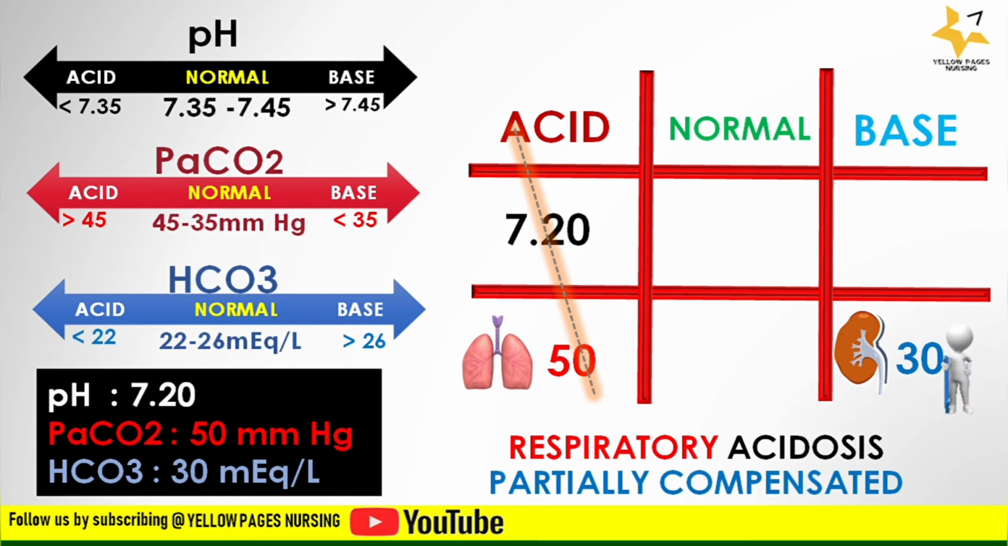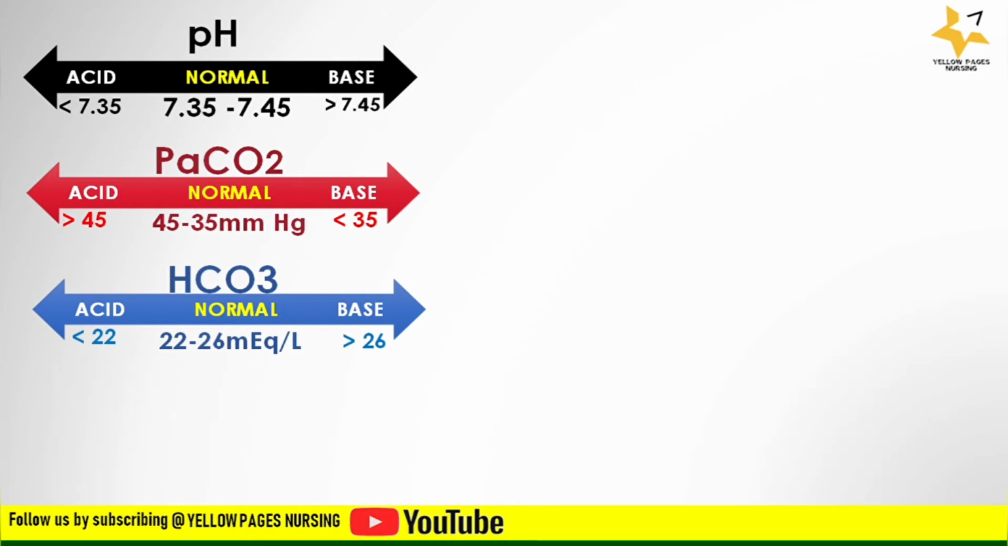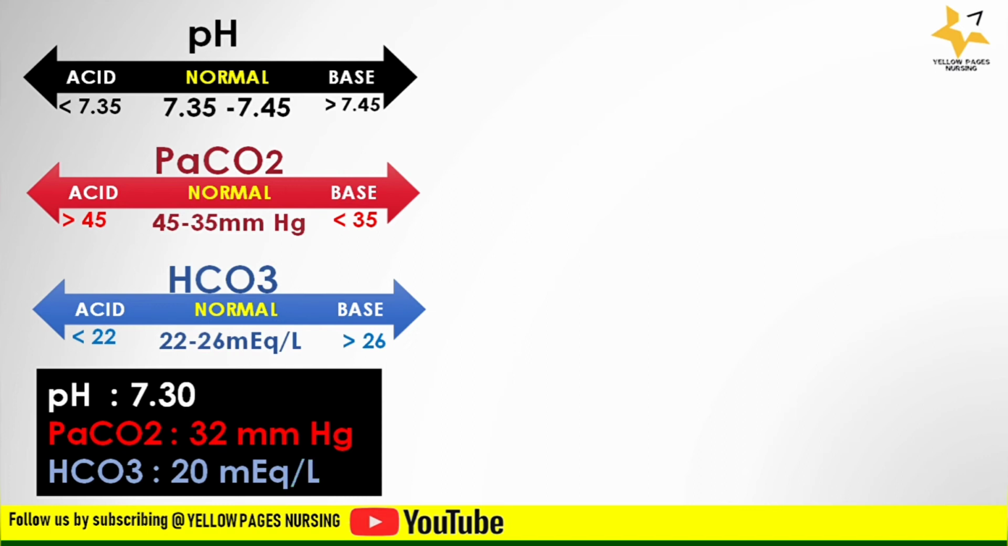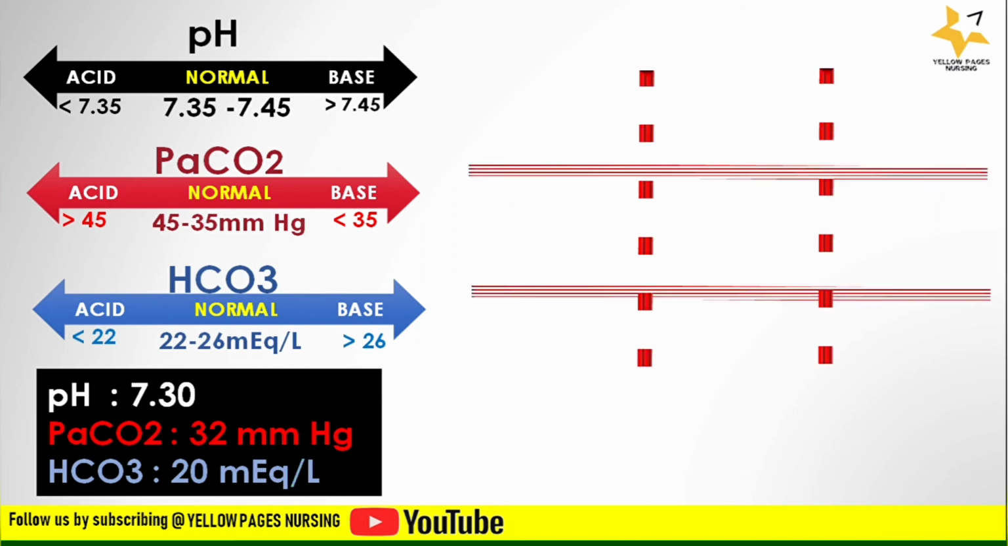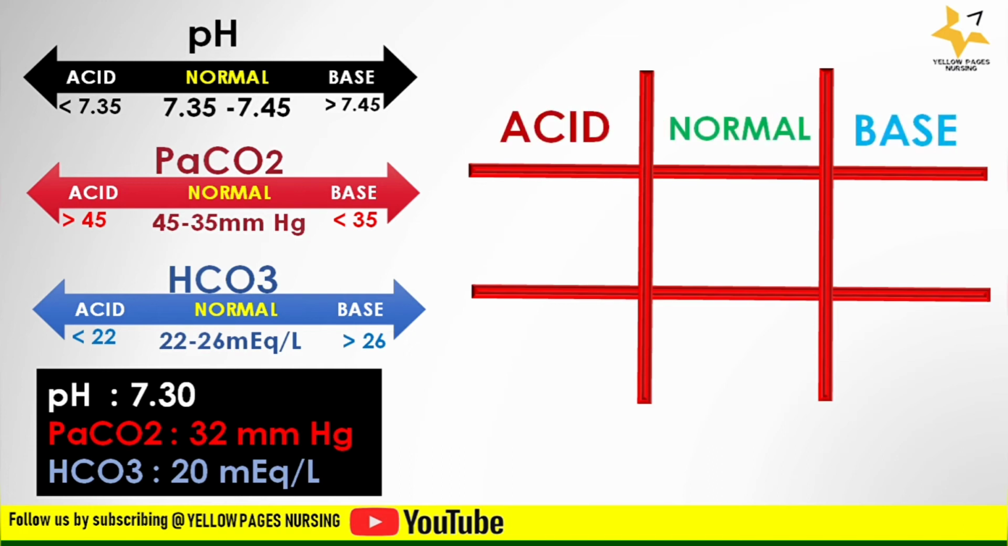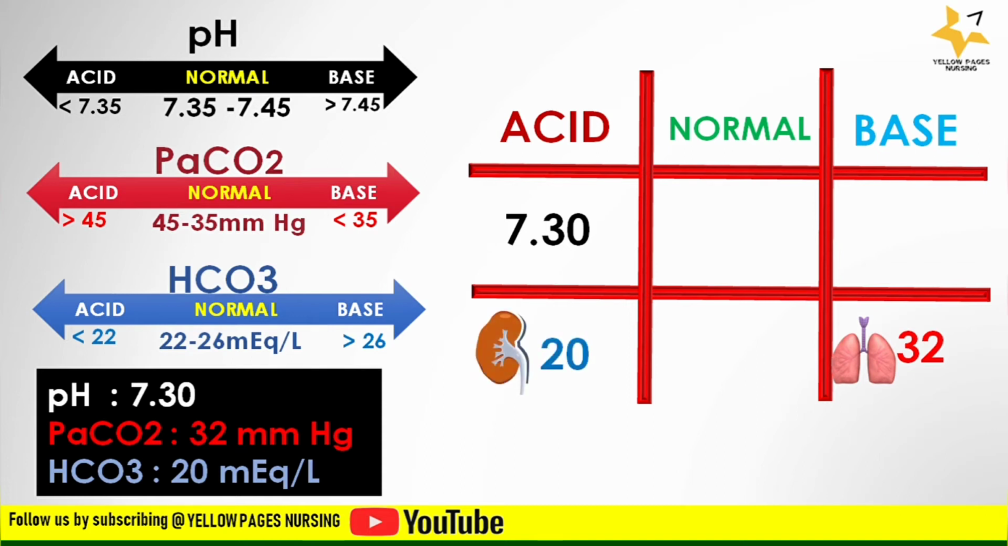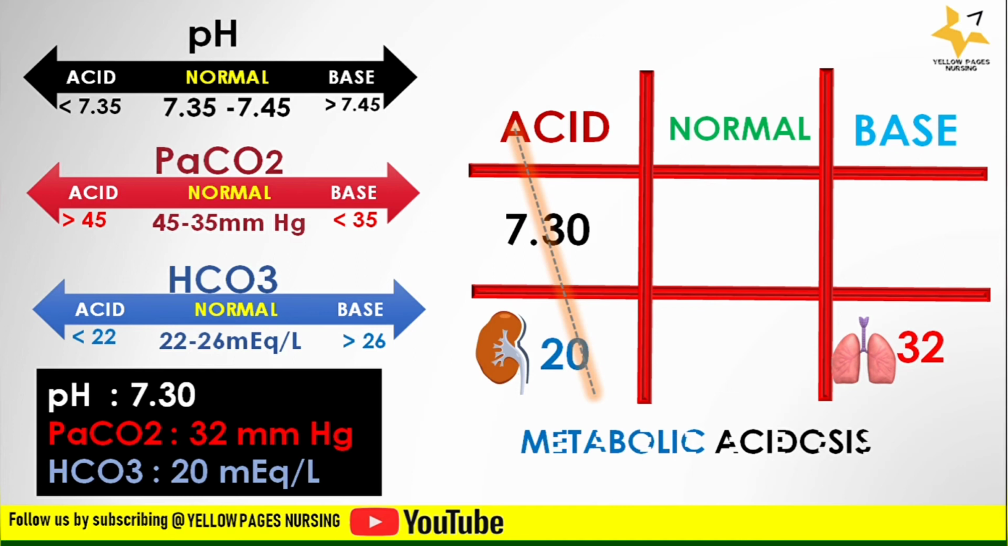Looking into the next example, pH is 7.30, PaCO2 is 32 mmHg, bicarbonate is 20 milliequivalent per liter. Using tic-tac-toe method, pH falls in the acidic state. PaCO2 is 32 mmHg, which falls in the alkalotic state. Bicarbonate is 20 milliequivalent per liter, which falls in the acidic state. Because pH and bicarbonate match in the acidic state, we say it is a metabolic acidosis.